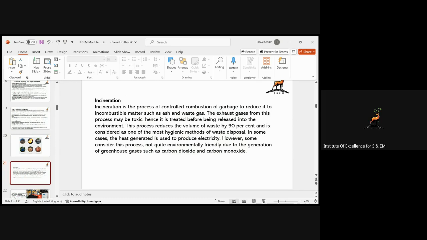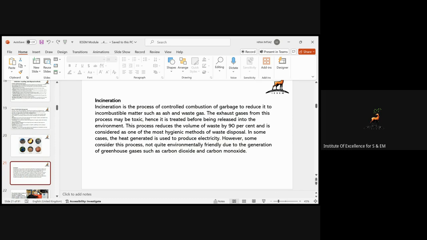Incineration is a process of controlled combustion of garbage to reduce it to incombustible matter such as ash and waste gas. The exhaust gases from this process may be toxic, hence they are treated before being released into the environment. This process reduces the volume of the waste by 90%, and is considered one of the most hygienic methods because it's an enclosed instrument in which you treat the waste and generate energy. In some cases the heat generated is used to produce electricity.